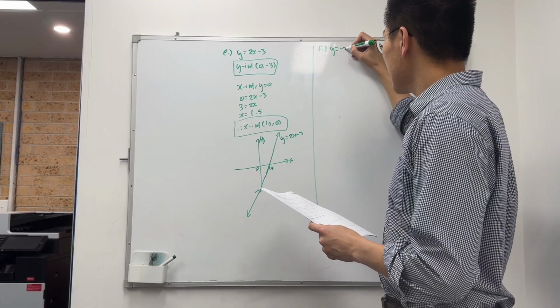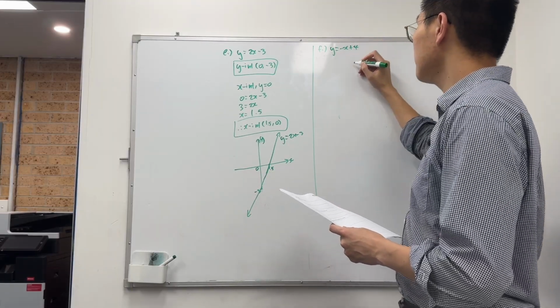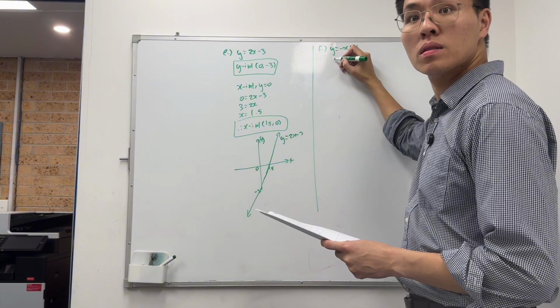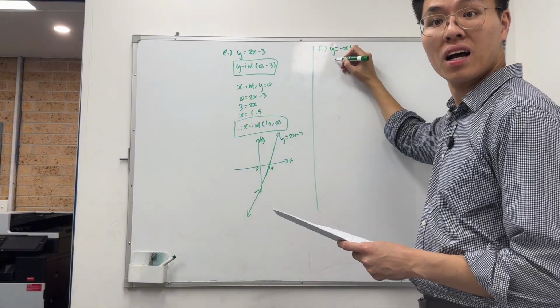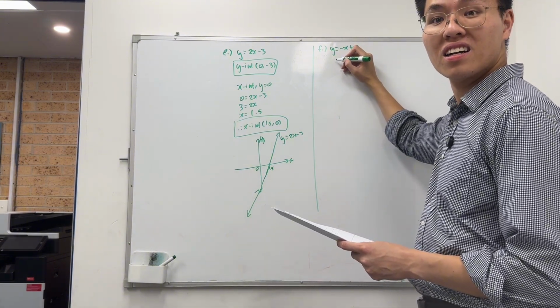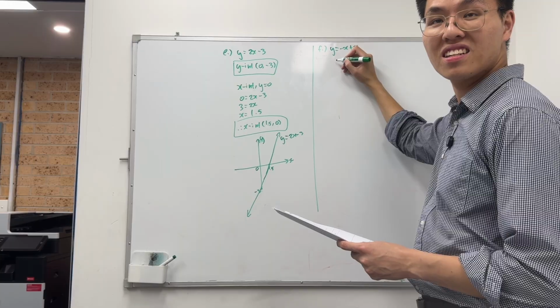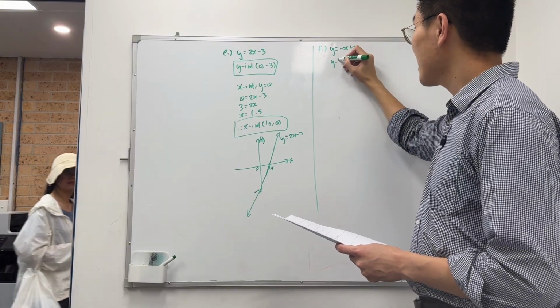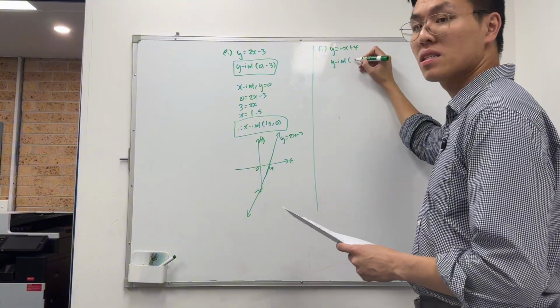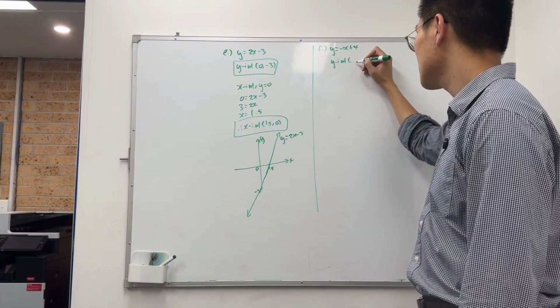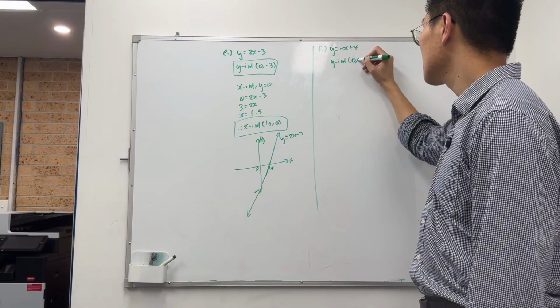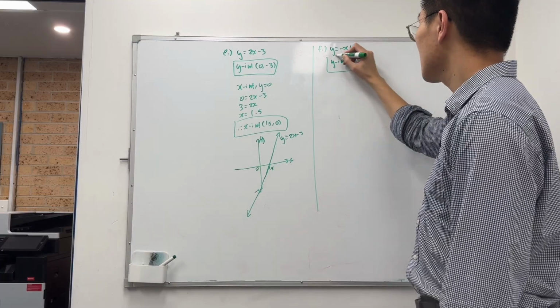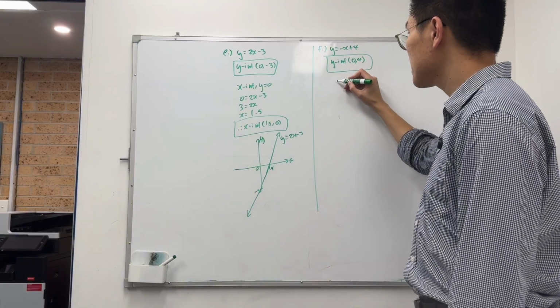Next, y is equal to negative x plus 4. Do you feel it? I'll turn it off a little bit. Okay, y-intercept. The y-intercept is 4. Like that. 0, 4. Good.